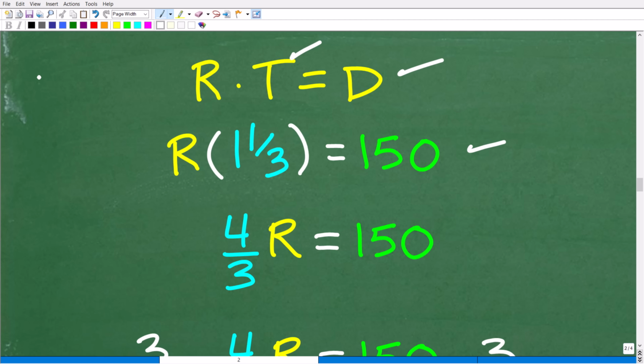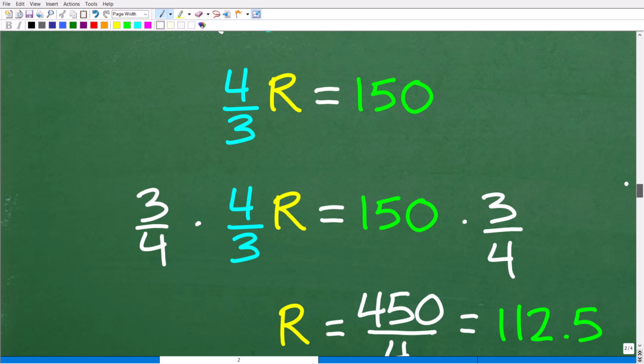So this is 4/3 R. Okay, this is a variable. When you have a variable like x times 3, we don't write it this way. We write it 3 times x. It's multiplication. We always put the number in front of the variable. And to solve for R, all we have to do in this particular case is multiply both sides of the equation by the reciprocal.